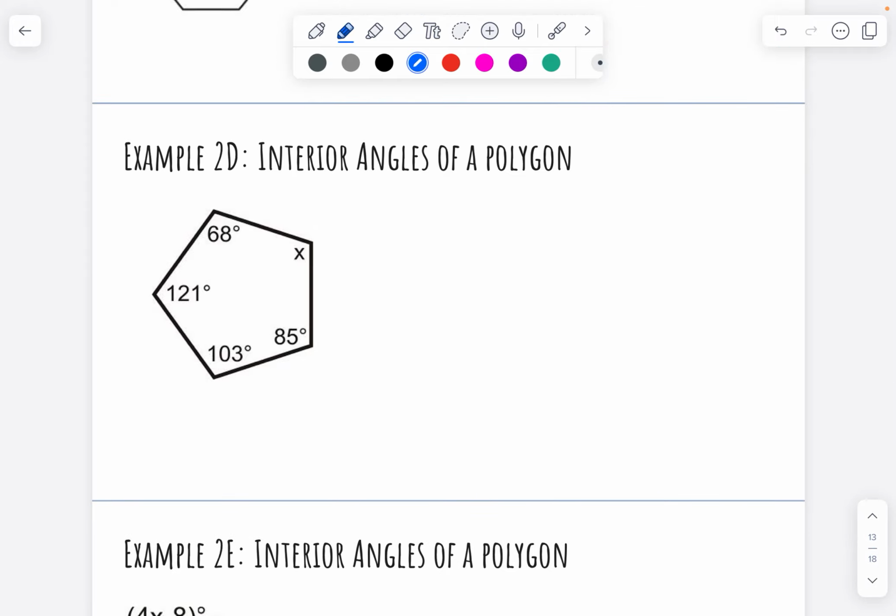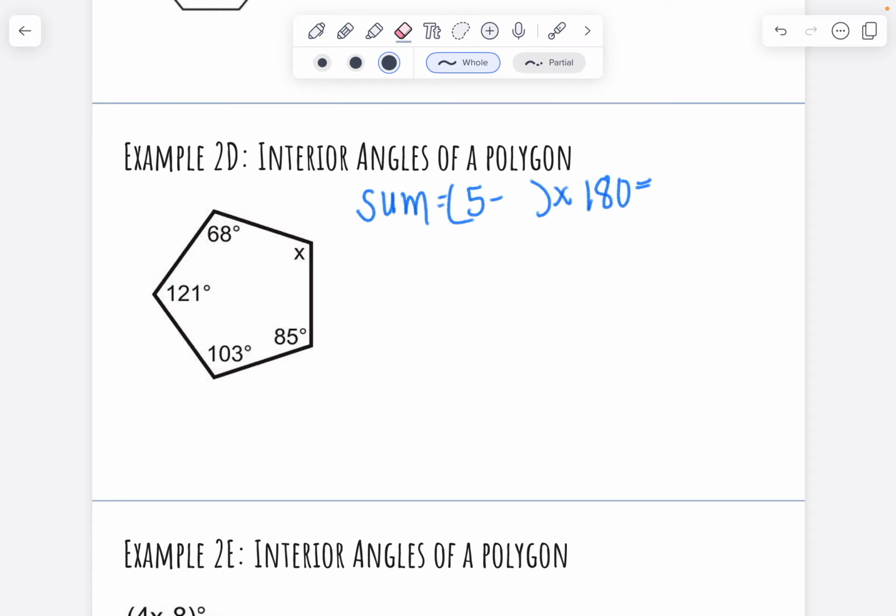Well, let's look at this one. I see it has 5 sides. So the sum, or the total, would be 5 minus 3 times 180. Sorry, not 5 minus 3. 5 minus 2 times 180, which would give me 540. So I know all of those added together gives me 540.